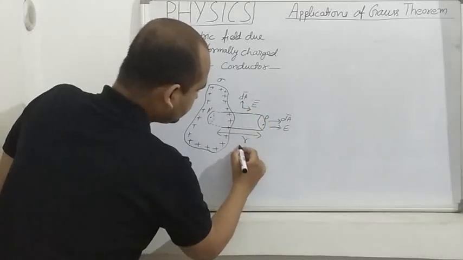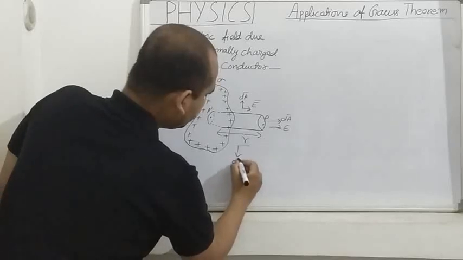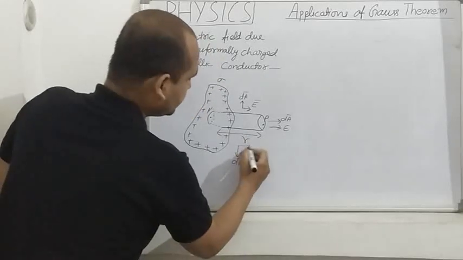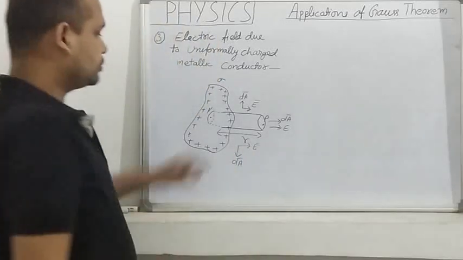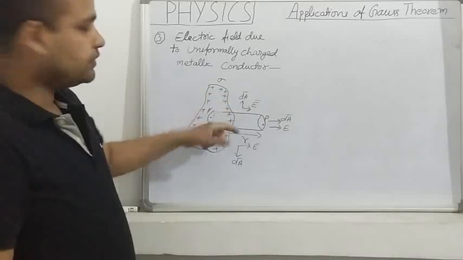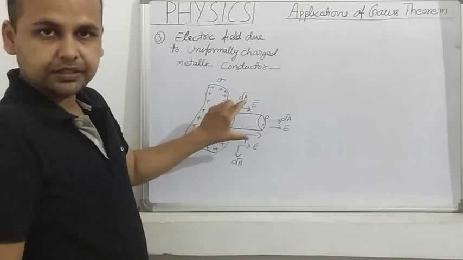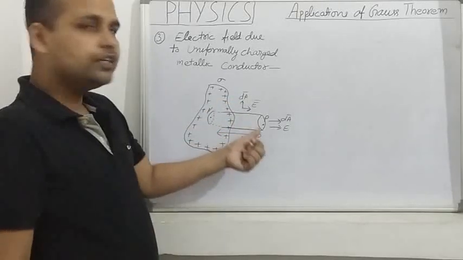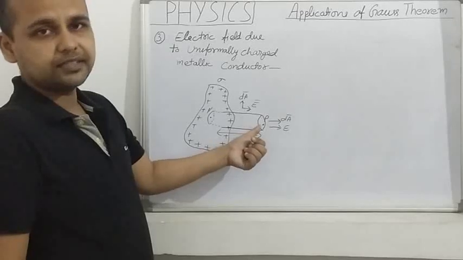In the lower curved part also the same thing will be there. The dA vector will be in downward direction and the electric field will be horizontal. So here also 90 degrees will be there. So due to the curved part of this cylinder, again there will be no electric flux. The electric flux which will be there will be due to the plane face of this cylinder.